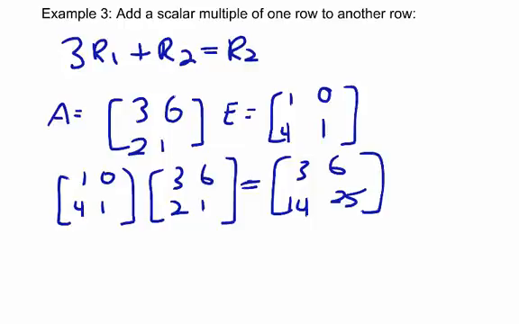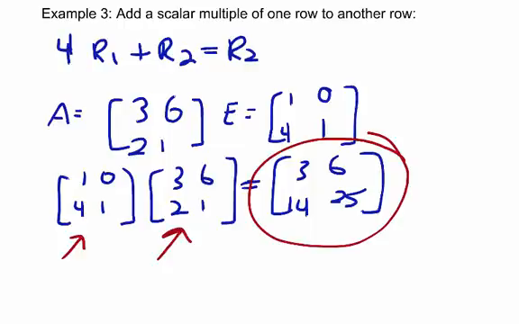Actually here, we should change our original statement to 4 row 1 plus row 2 equals row 2. I made a typo by mistake there. Instead of a 3, that's a 4. When you work your matrix multiplication, our elementary matrix 1, 0, 4, 1 is equivalent to multiplying the first row of matrix A by 4 and then adding it to each entry in row 2, then storing it in row 2.